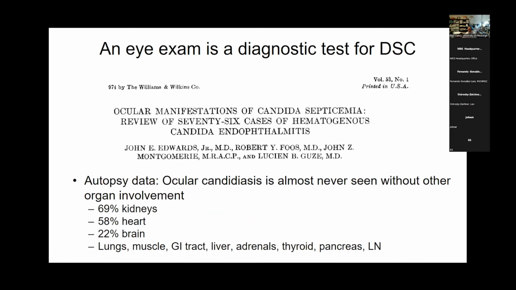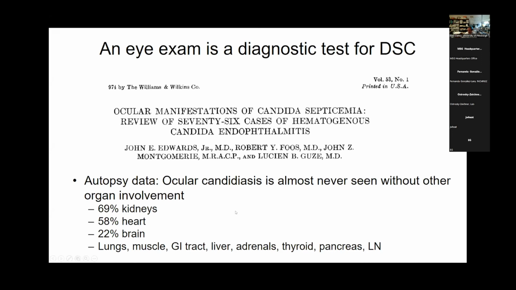If you go back to the autopsy literature, here's the landmark paper published in the 70s by Jack Edwards out of UCLA, looking at autopsies from 76 patients with hematogenous Candida ocular infection. These observations have held up in the subsequent literature. You almost never see ocular candidiasis on an autopsy without other organ involvement. Most commonly the kidneys, but about 60% of patients with heart involvement, a quarter with brain involvement, and then other organs.